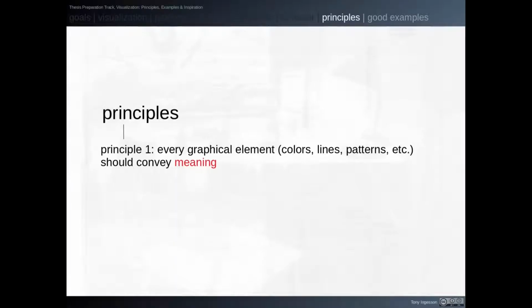What that means is that every color choice, every line you draw, every pattern you use should convey information. It should be used to highlight the data or to convey what you want to say to the reader. You shouldn't use colors, lines, patterns, etc. to just decorate your image.